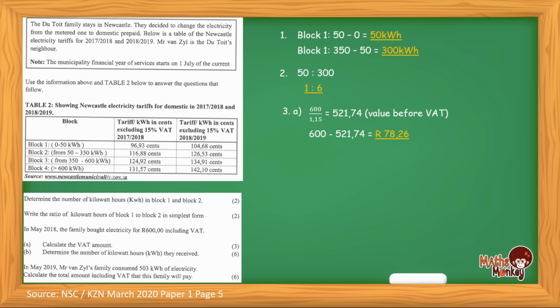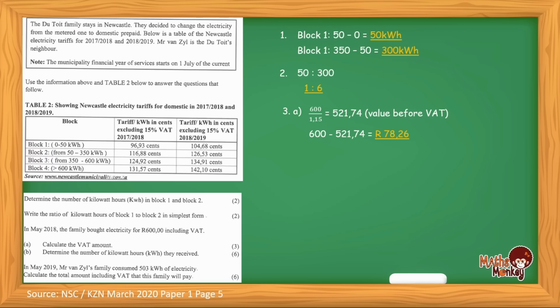So when I bought 600 Rands of electricity, 78.26 of that value went to the government as VAT. Okay, now let's go to B. The question asks, determine the number of kilowatt hours they received.